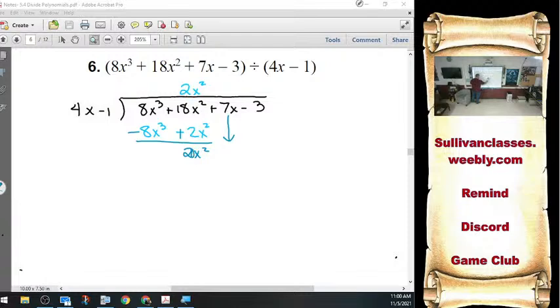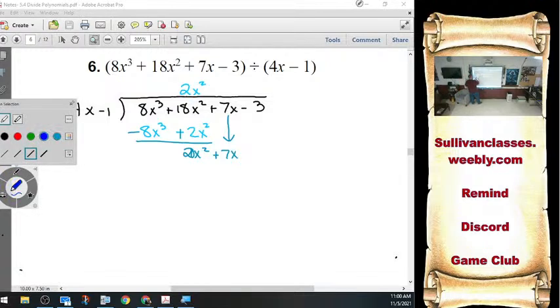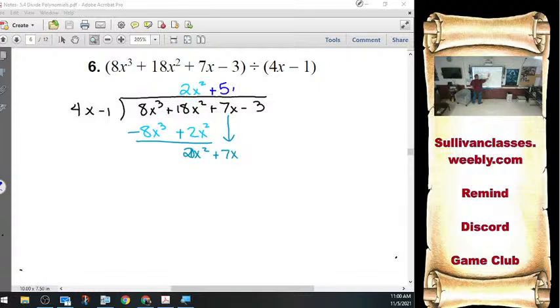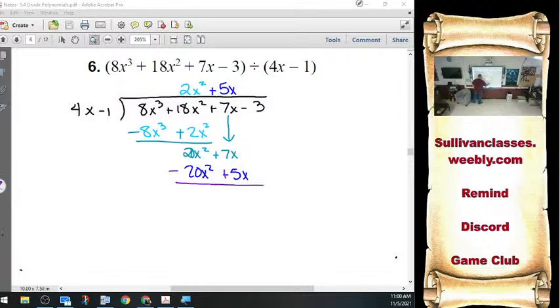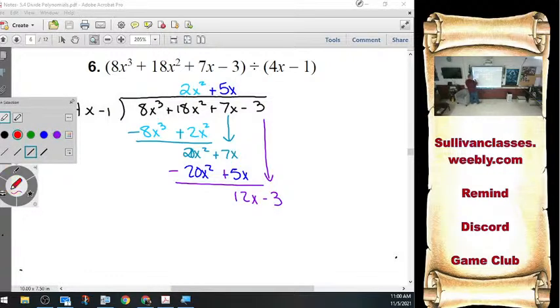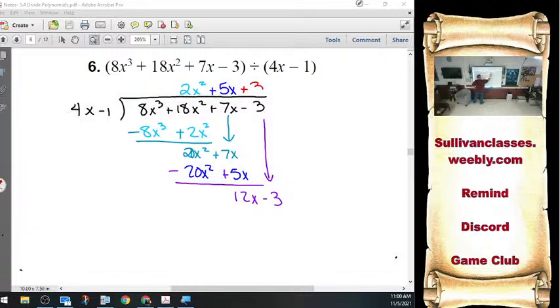20. Okay. 20x squared divided by 4x is? 5x times the stuff is 20x squared and a negative 5x. Change your signs. Getting 12x. Drop it, a little warm. And say 12x divided by 4x is a plain old 3. 3 times the stuff is 12x minus 3.